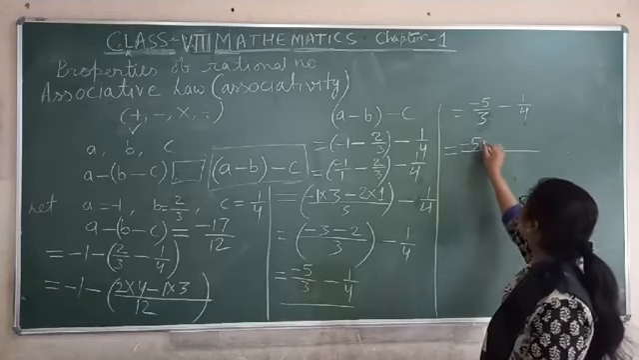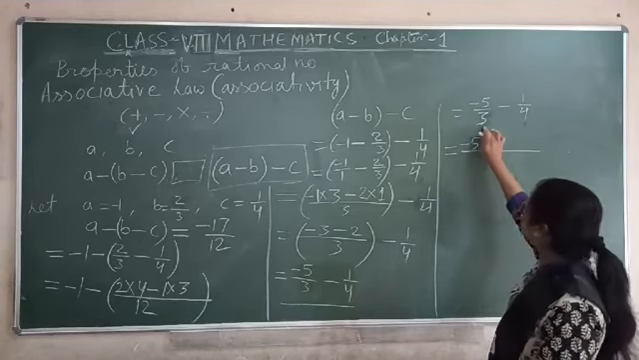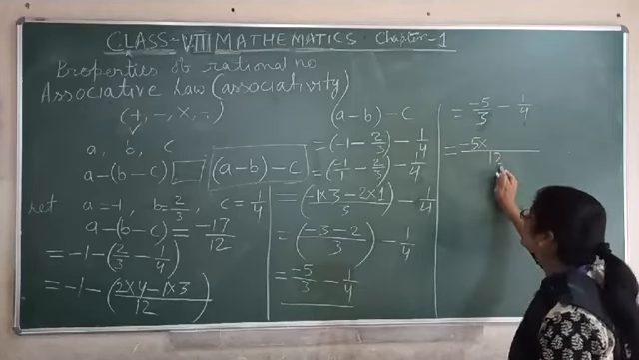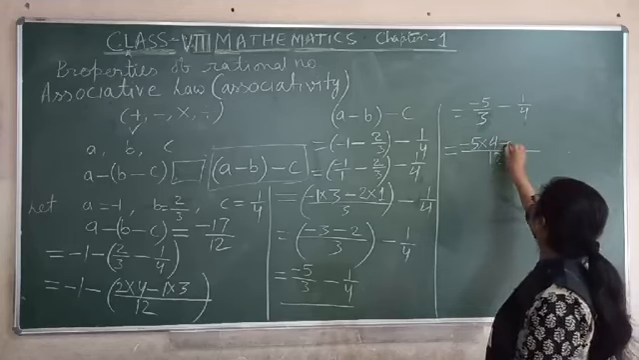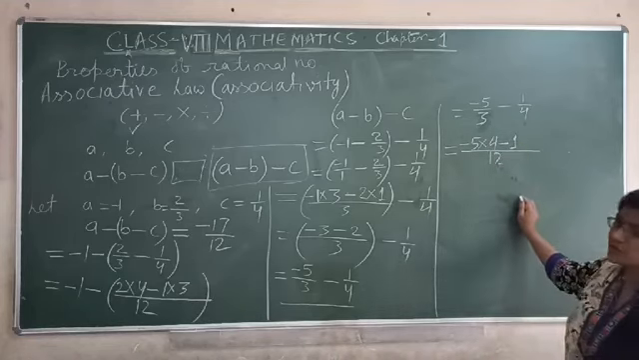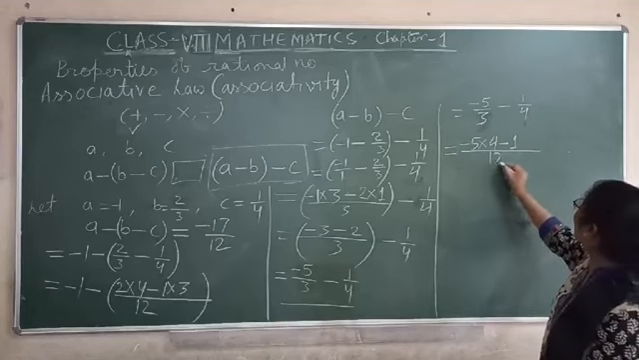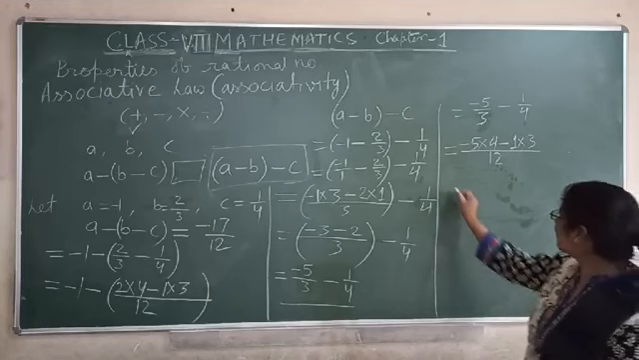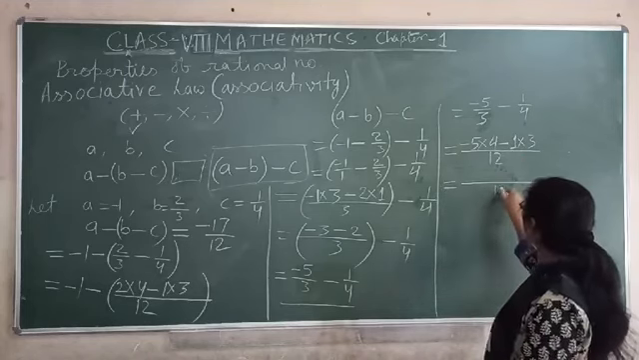-5 into 12 divided by 3. LCM divided by denominator. So how much? 4 here. -1, again 12 divided by 4. So how much? Into 3. Okay. Then again we will write 12.